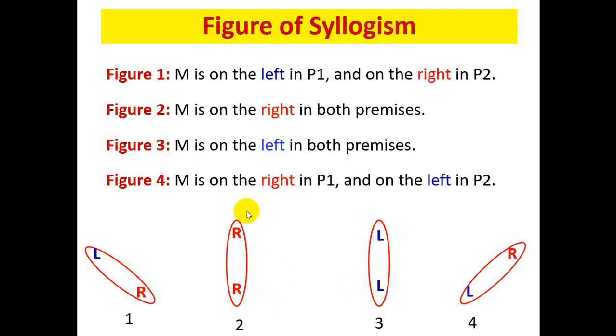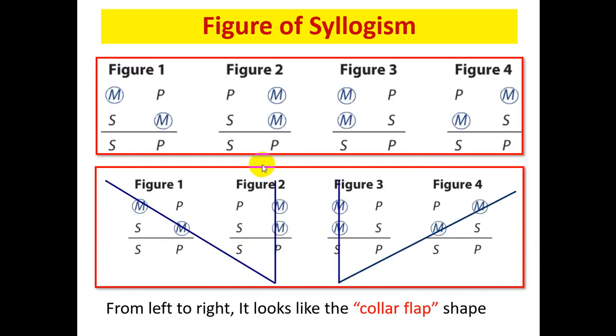What about figure 4? In figure 4 the middle term is on the right in the first premise and on the left in the second premise. So we have a shape like this, from right to left. We have another shape like this to represent the figures of syllogism: figure 1, figure 2, figure 3, and figure 4.